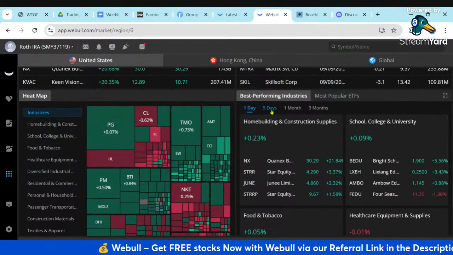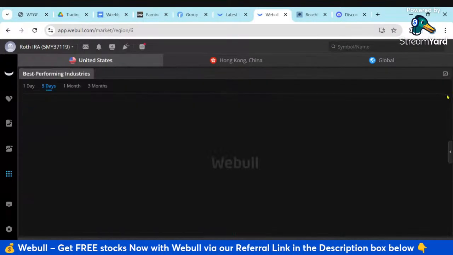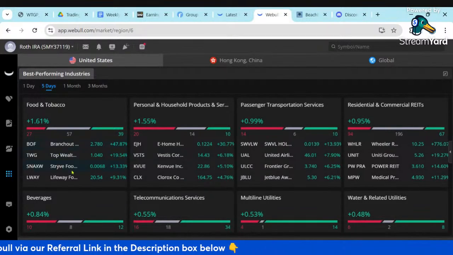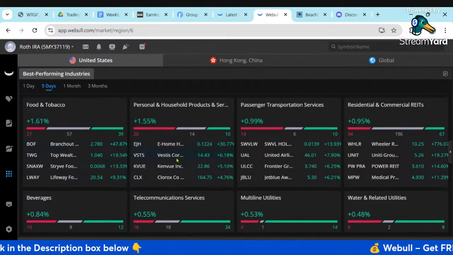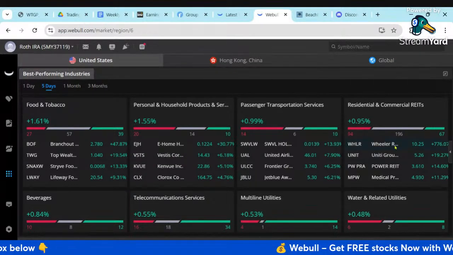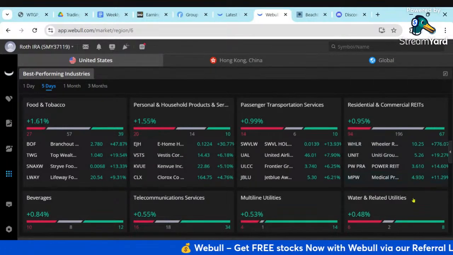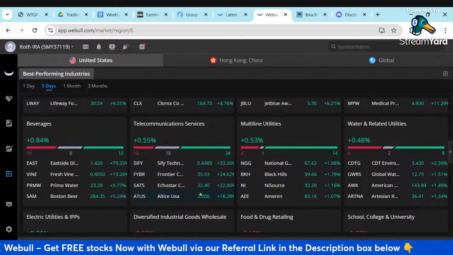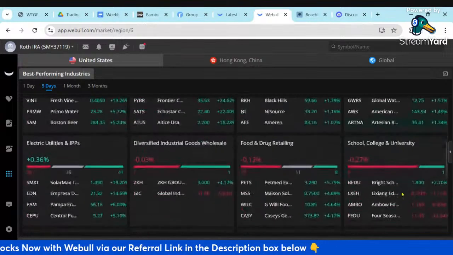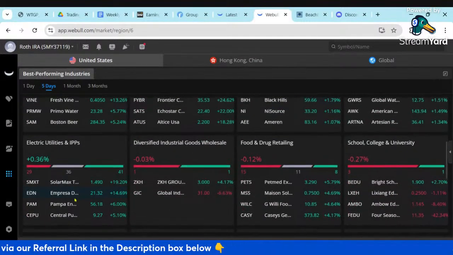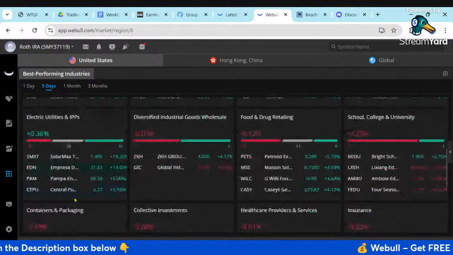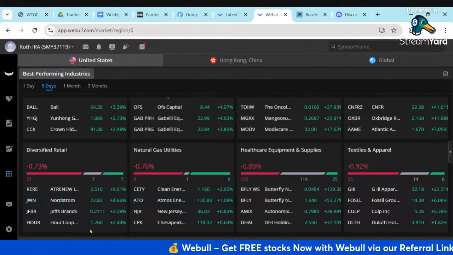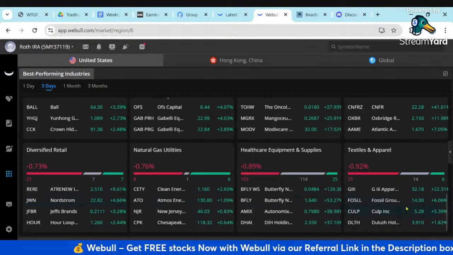Let's look at the best performing industries for the week. It's going to be pretty small. Defensive: food and tobacco, beverages, defensive sectors, utilities, real estate, REITs, utilities, so again, very defensive. Telecom and utilities. Some utilities, more utilities, and retail pretty negative.